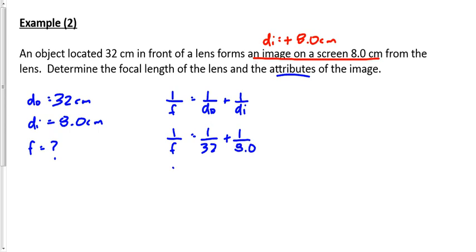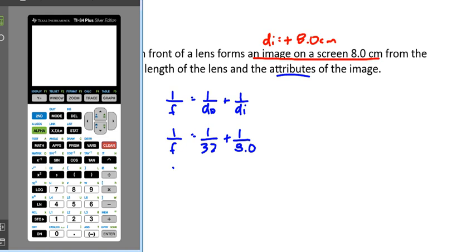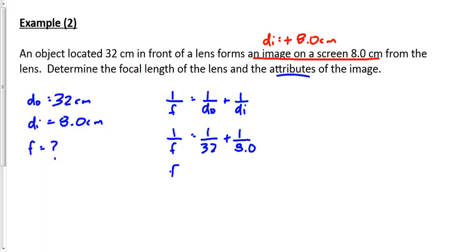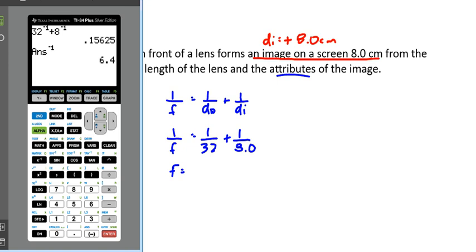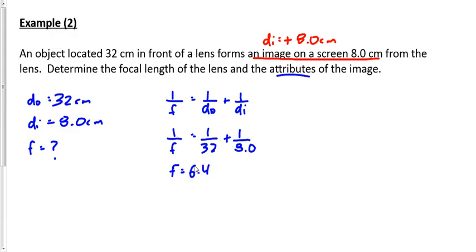Let's solve for F now using our calculators. Remember, we're going to use that little trick with our calculators. 1 over 32 is 32 x to the minus 1, plus 1 over 8, or plus 8 x to the minus 1. Now, that's not the value of F. That's 1 over F. We're going to press x to the minus 1 again to get the value of F. So F in this case is 6.4 centimeters.